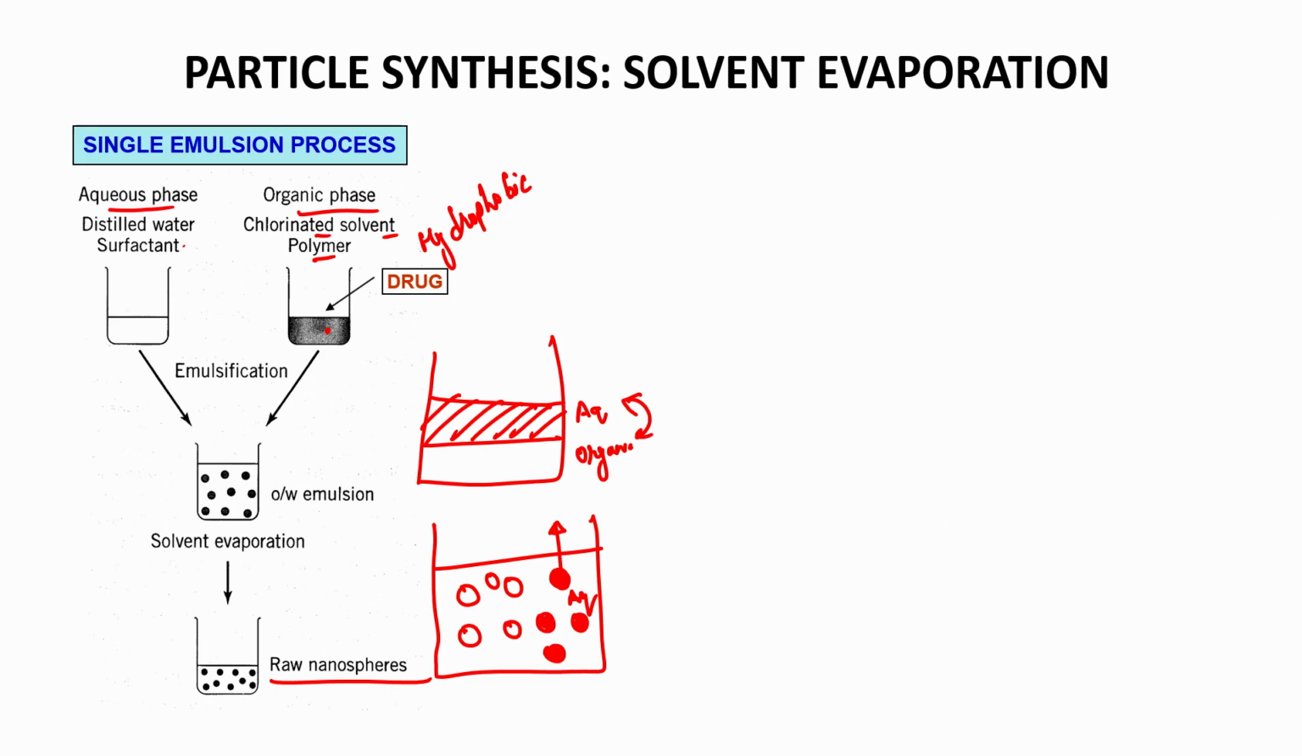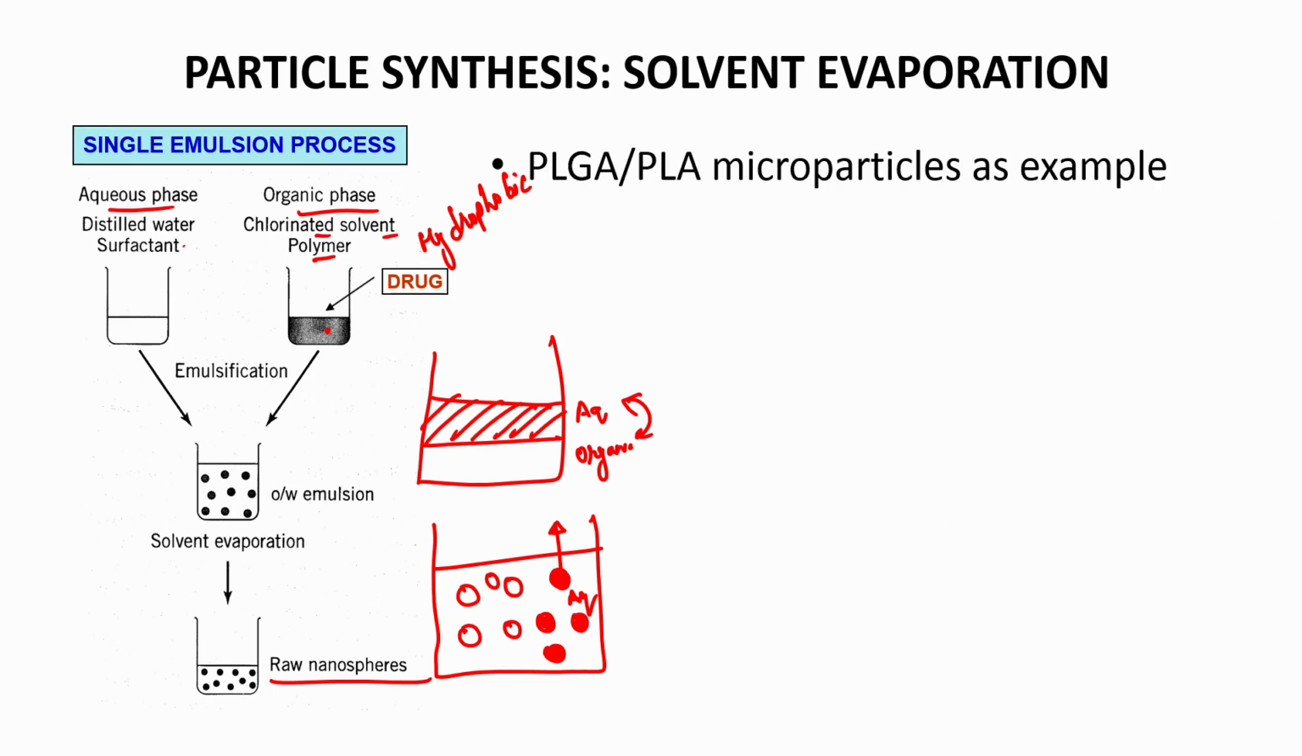Okay. So, let us see. One of the examples that is very widely used for this type of process is PLGA or PLA microparticles. They are again fairly hydrophobic. So, if we are using PLGA, it has to go into the organic phase. One of the organic phases that is very commonly used is either chloroform or DCM, dichloromethane.